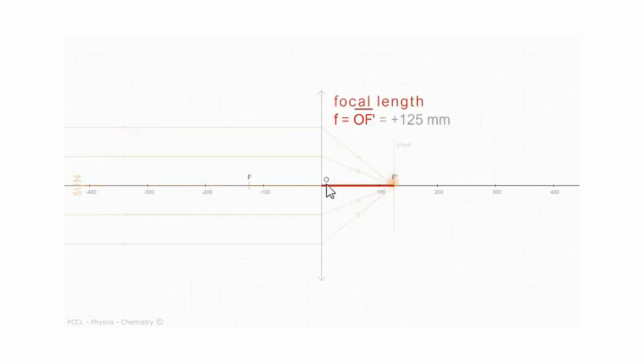This allows me to speak here of the focal length between O and F'. It is a characteristic of the lens. It is here plus 125 mm, but this lens is only an example. It is an algebraic value. The focal length is OF'.